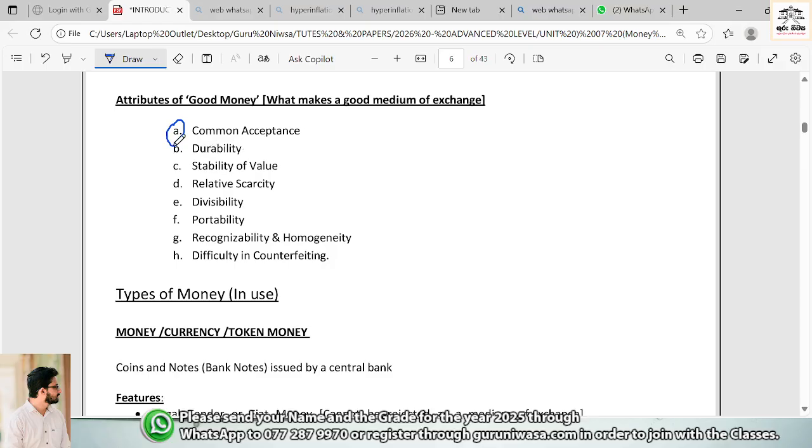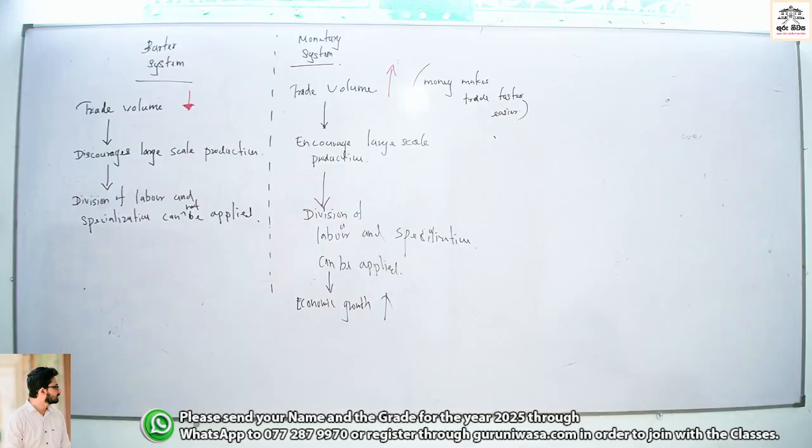Second one, durability. Durability means, Lama, we should be able to use money, especially coins and notes, for a long period of time.